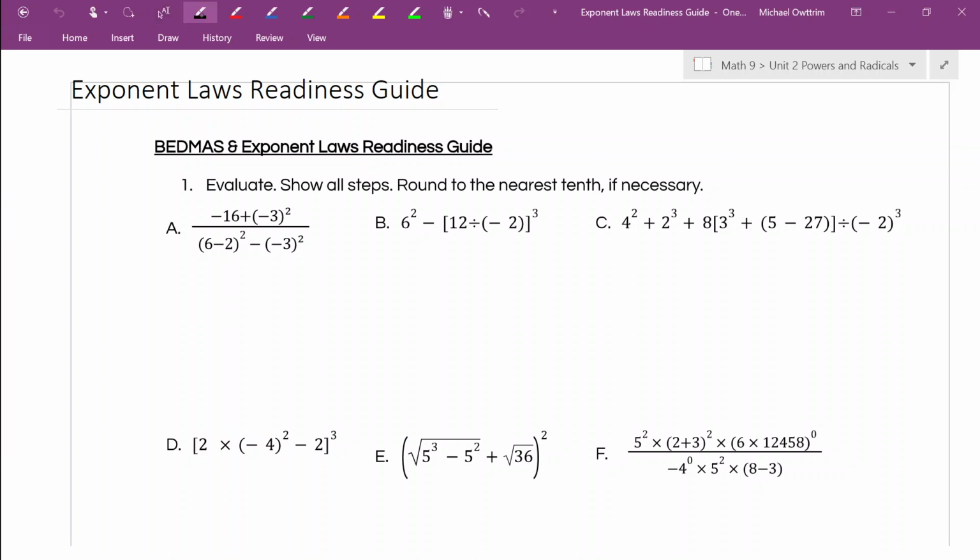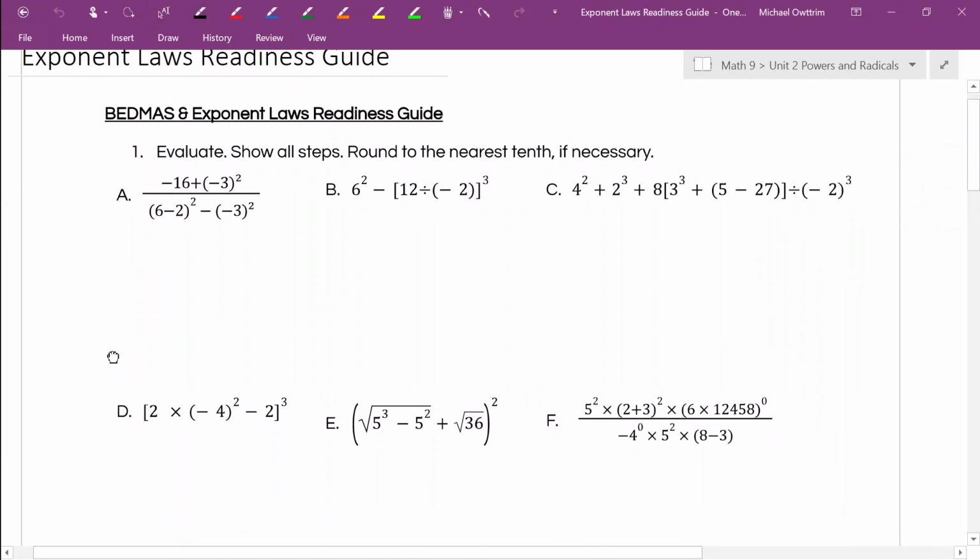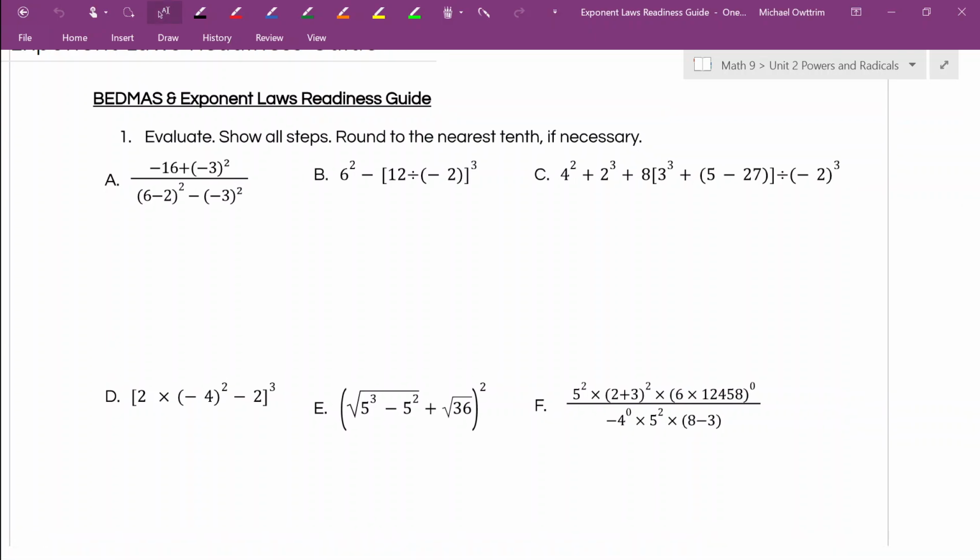Hello class, today we're taking a look at our BEDMAS and Exponent Laws Readiness Guide. So the first two questions here deal with that first lesson of this half of the unit where we're looking just at our BEDMAS with powers, roots, all those types of things.